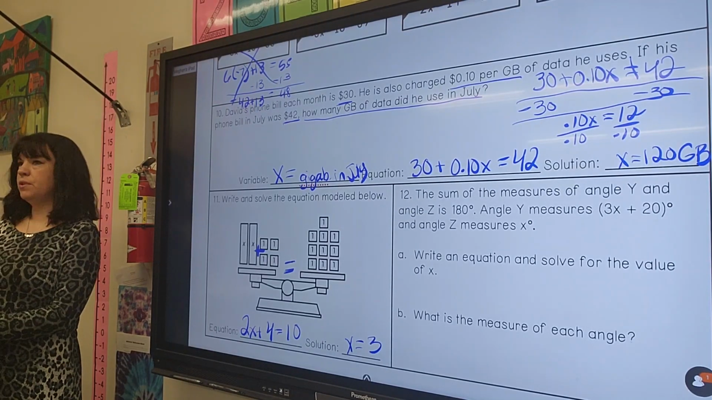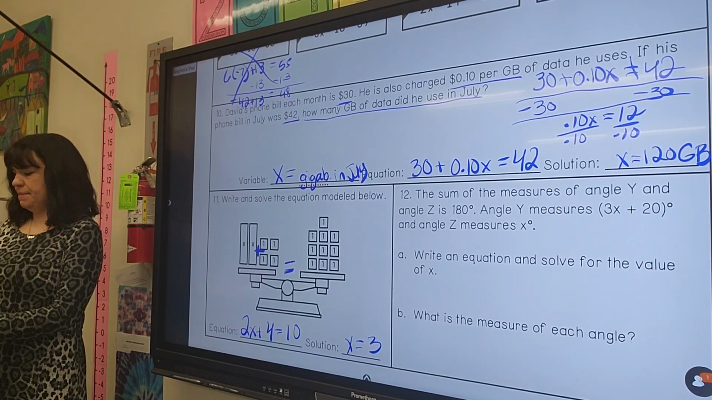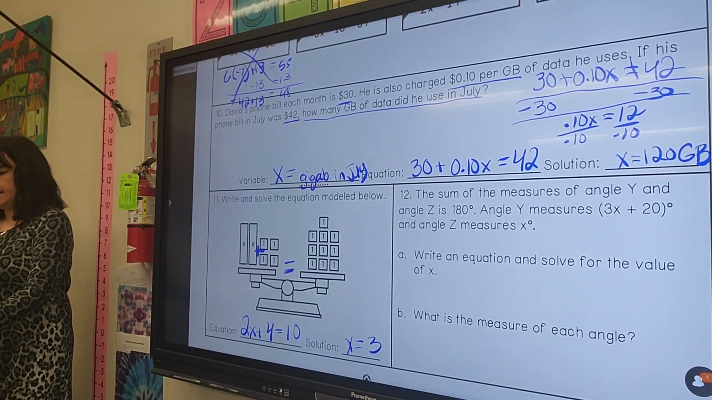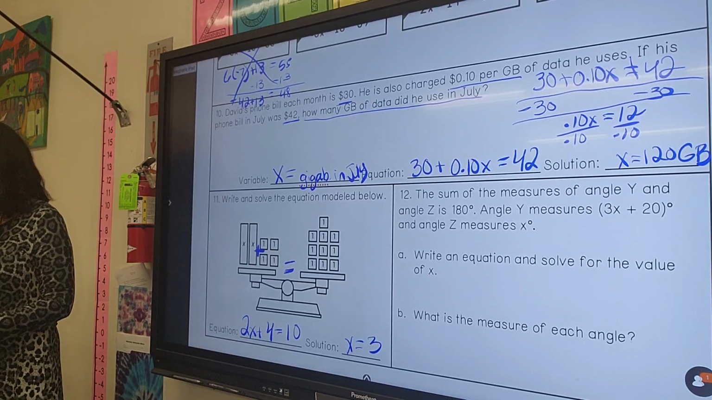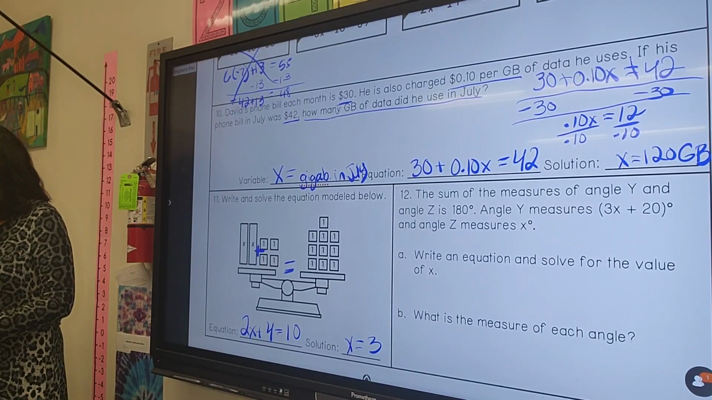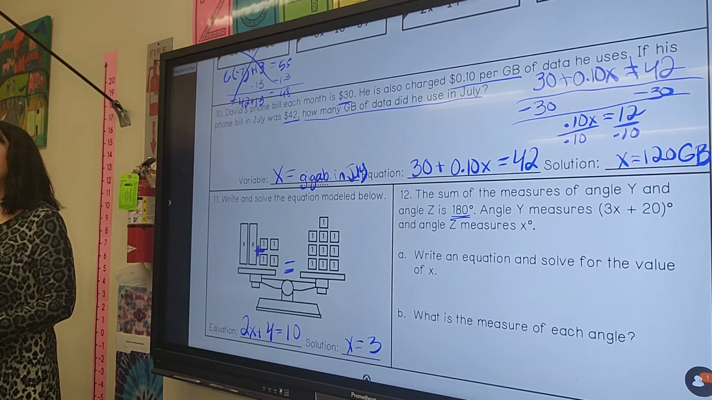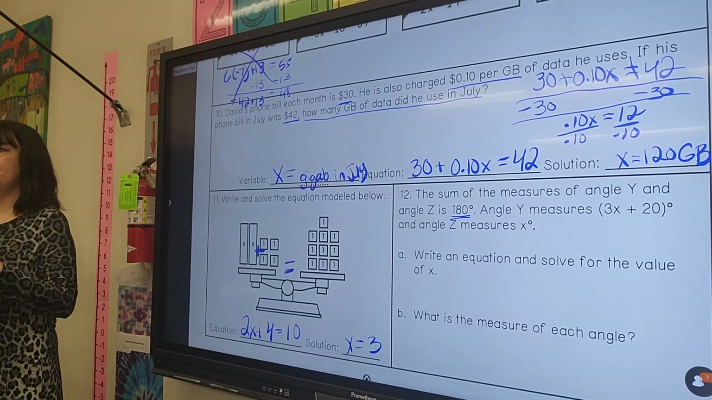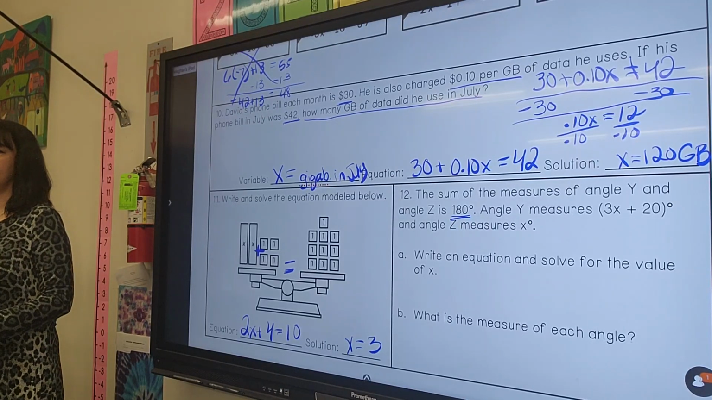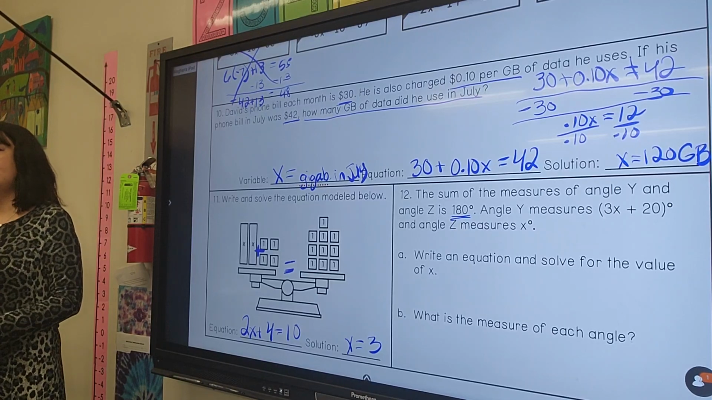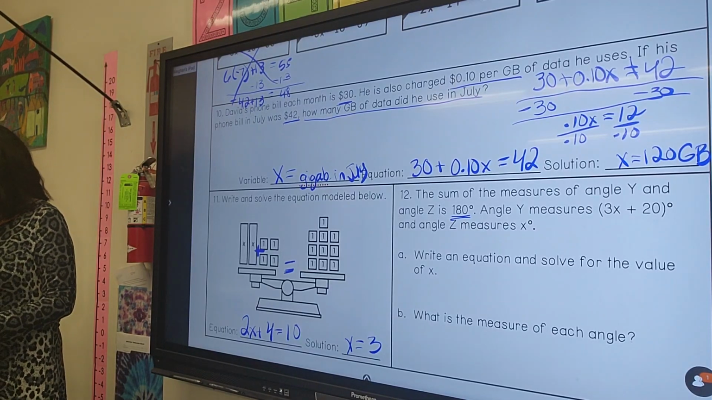Okay, we're going to do one more together and then I'm going to give you your assignment, okay? I want to do this one because it involves geometry and I think it's a really good problem. It says the sum of the measures of angle Y and angle Z is 180 degrees. Do you guys remember, what would a 180 degree angle look like? Yeah, it's a straight line.